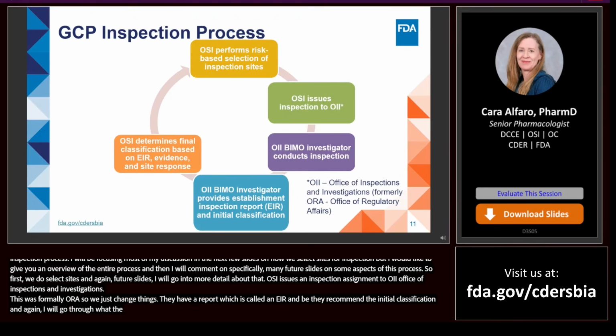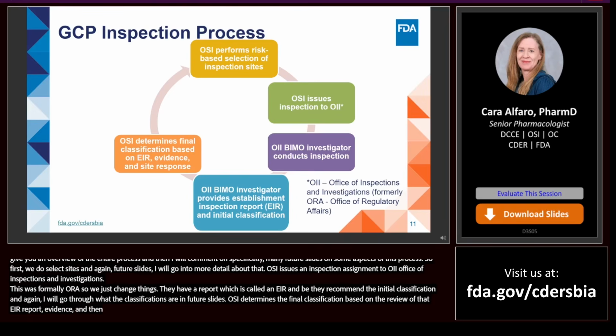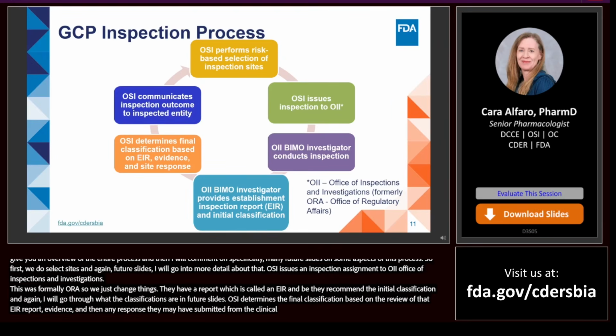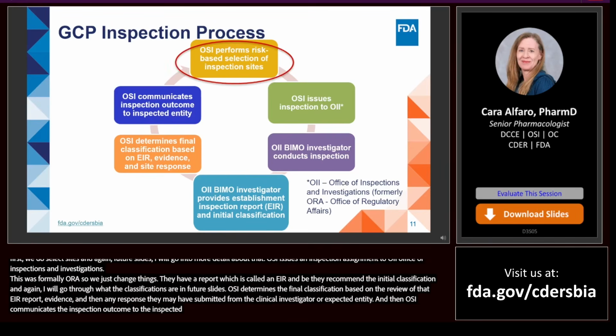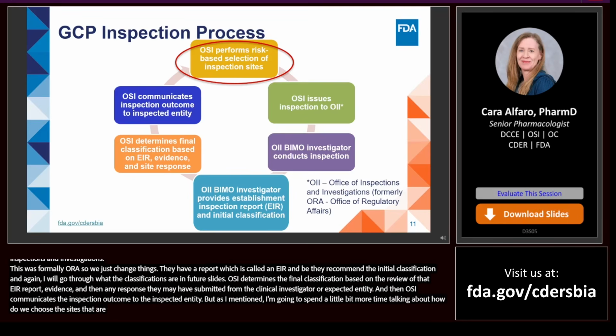OSI determines the final classification based on a review of that EIR, that report, evidence, and any response that may have been submitted from the clinical investigator or inspected entity. And then OSI communicates the inspection outcome to the inspected entity. But as I mentioned, I'm going to spend a little bit more time talking about how we choose the sites that are going to be selected. And really another name for that is, how did you become the very lucky one?